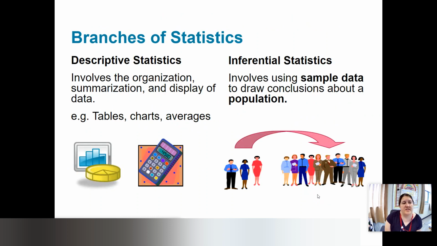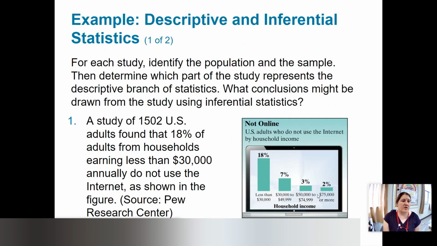So descriptive statistics is whenever you get a table, a chart, and there's some sort of display and you just have the hard facts. Inferential is when you take those facts and try to draw conclusions to further some research. So for each study, let's identify the population, the sample. We're going to determine which part of this is descriptive, and then how can you go to inferential.